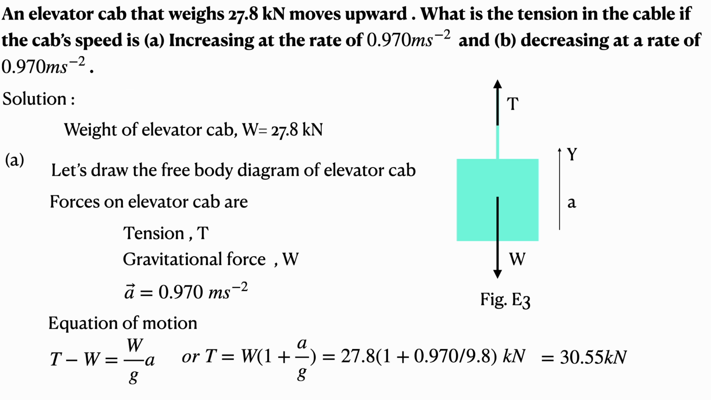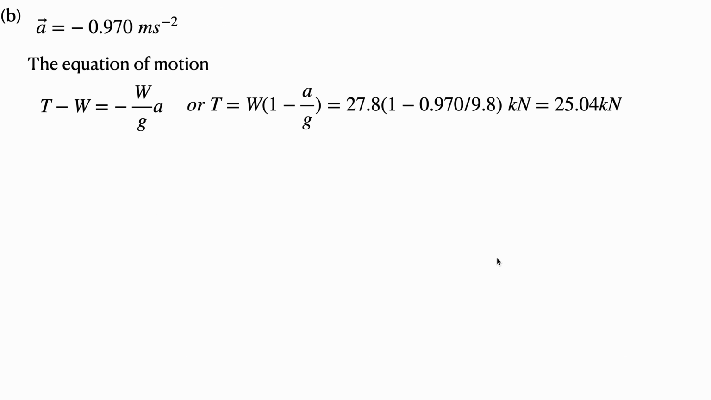So we observe that while accelerating in the upward direction, the tension in the rope is increased, and while decelerating in the upward direction, the tension in the rope is lesser.